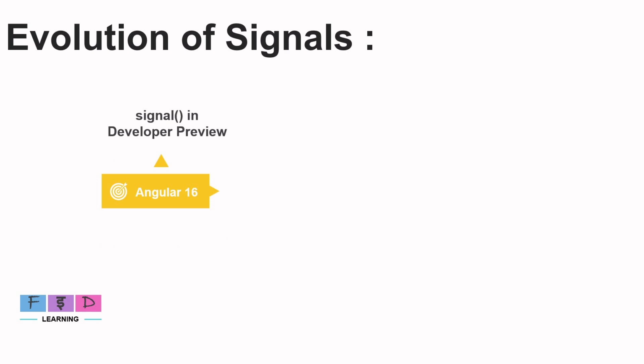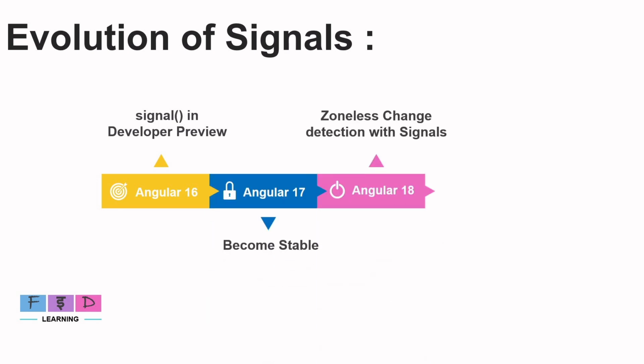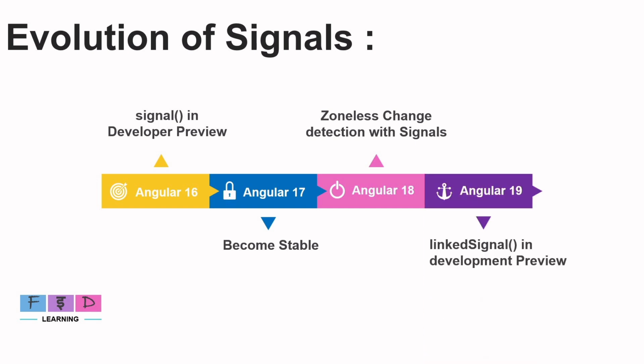Signals were first introduced in Angular 16 in developer preview, but support for many features was limited. For example, signals could not be used as inputs to components. Next, signals became stable in Angular 17 and Angular 18 further improved signal stability. Additionally, it introduced zoneless change detection with signals, offering a more effective and lightweight approach to detecting changes. And Angular 19 introduced a new concept in developer preview called linked signal.